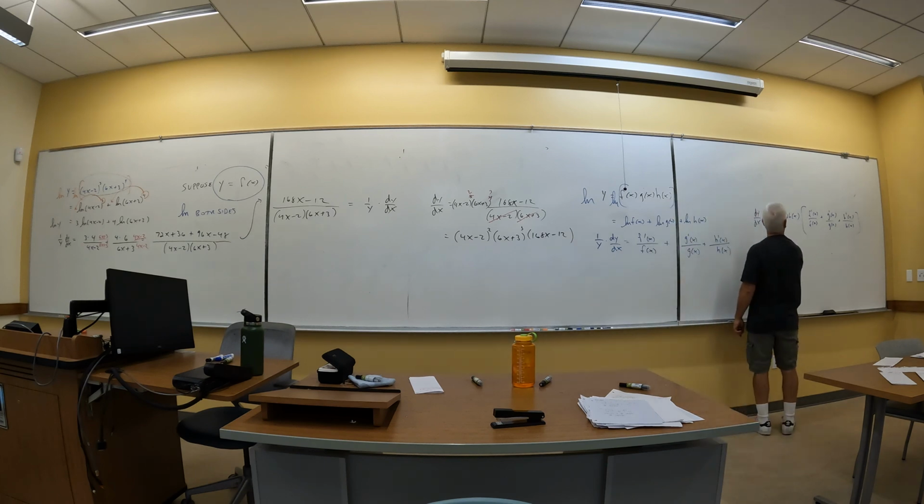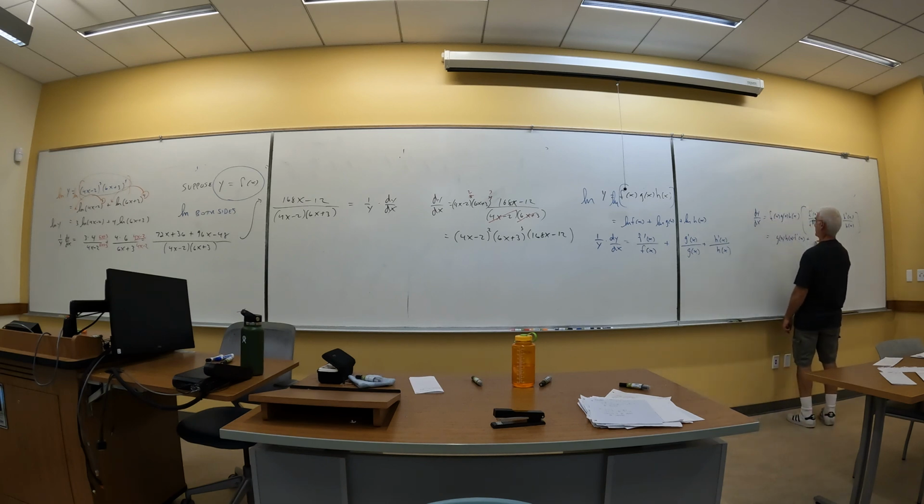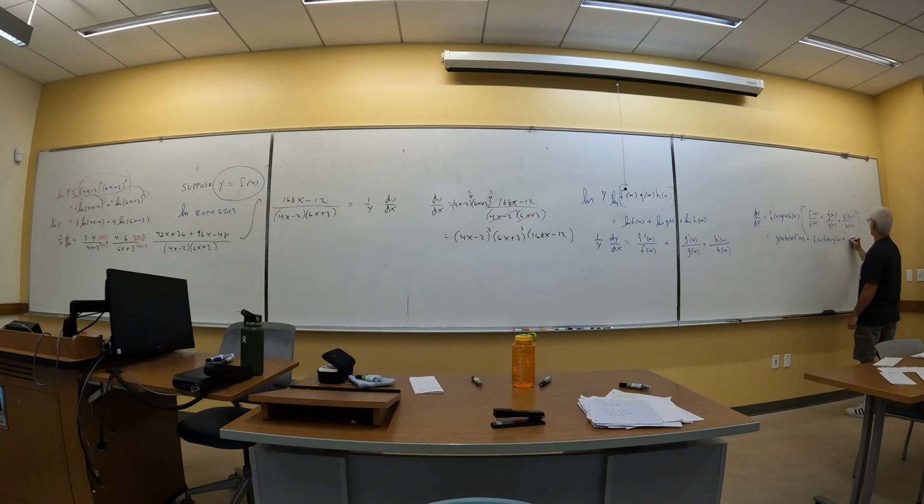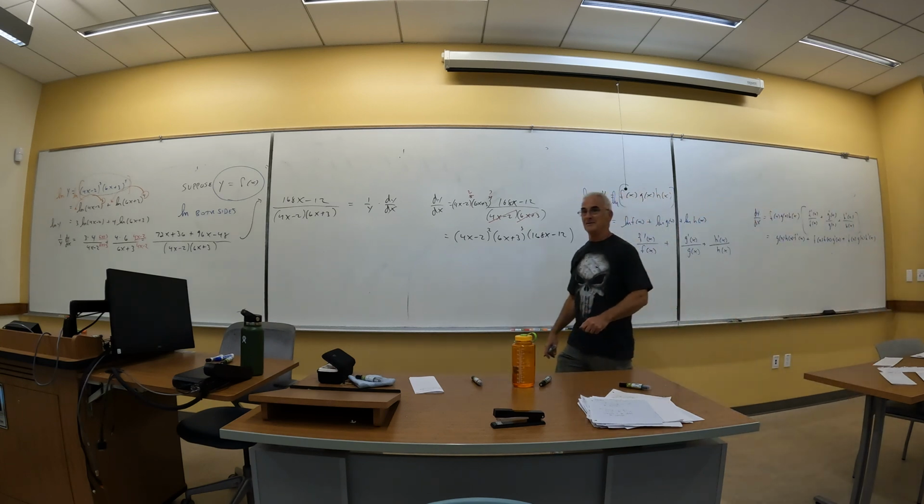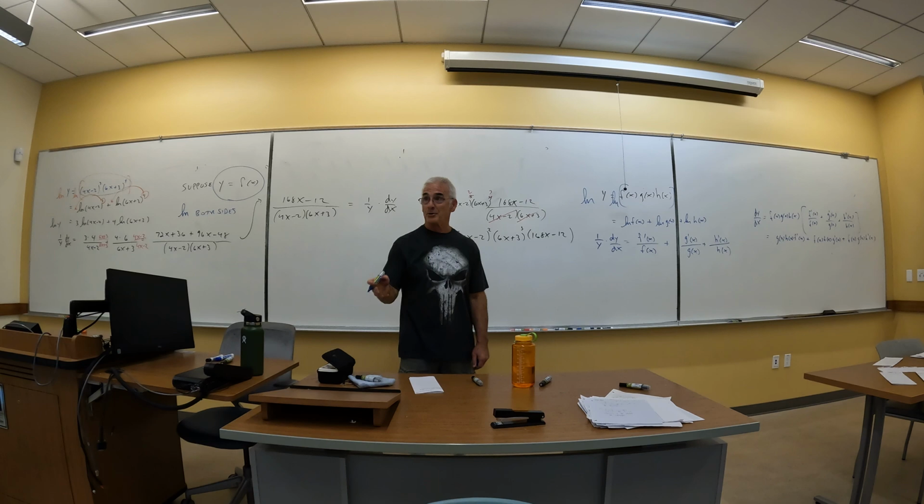When I distribute, what am I going to be left with? G H F prime plus F H G prime plus F G H prime. I'm done. That is the 3-way. If I did 3 functions.